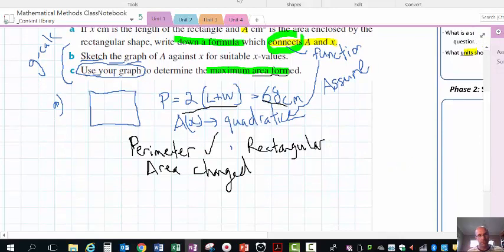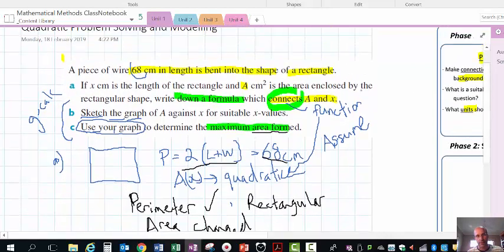So what is the formula for area? Area of a rectangle is length by width, but we need to find an expression for the length and find the expression for the width.